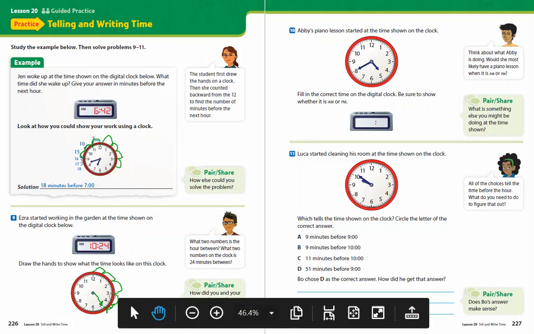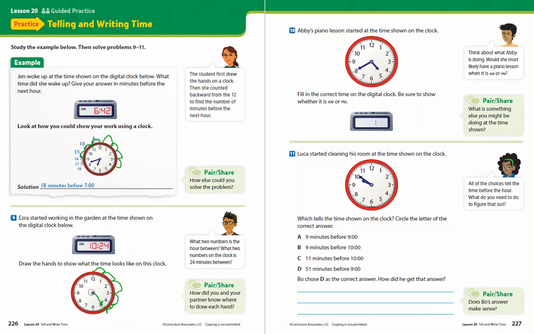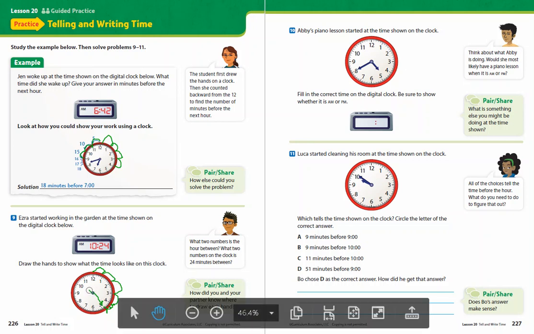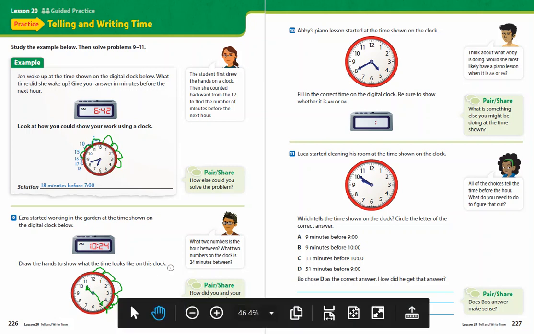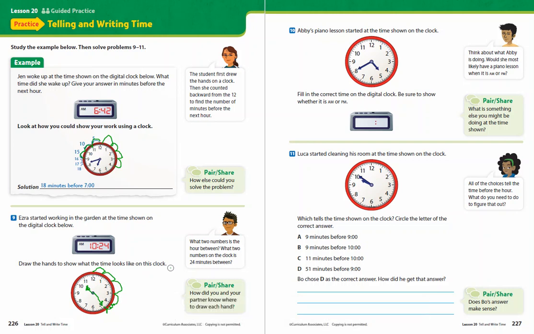And so now I need to think about my hour hand. My hour hand is my short hand, and it's going to be right in between my 10 and my 11. Since it's in between my 10 and 11, it's because I have not passed the 12 yet with my minute hand.